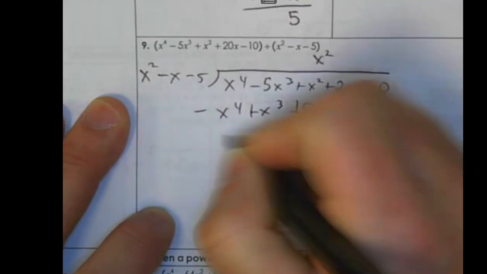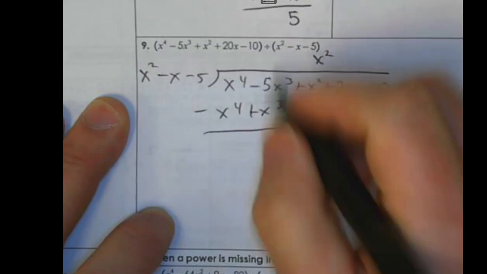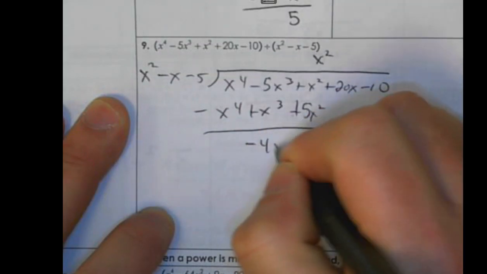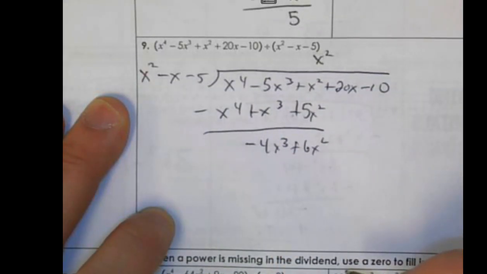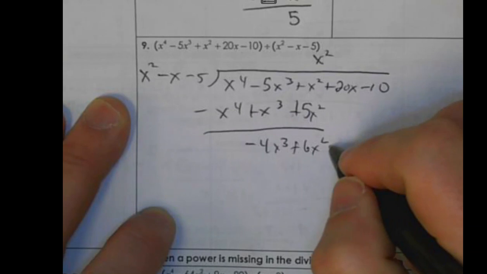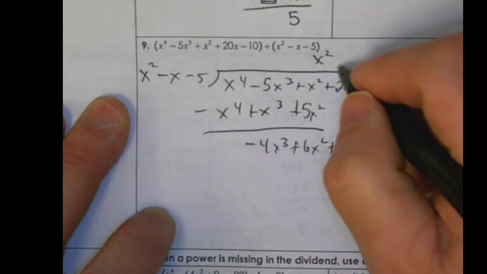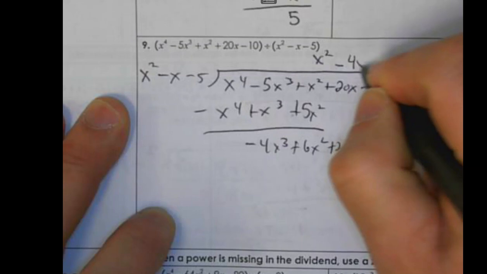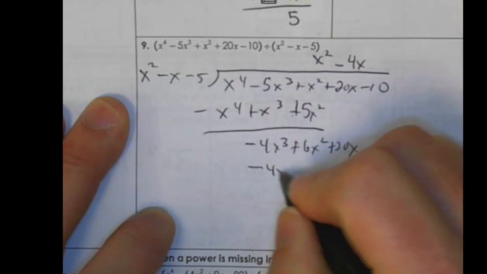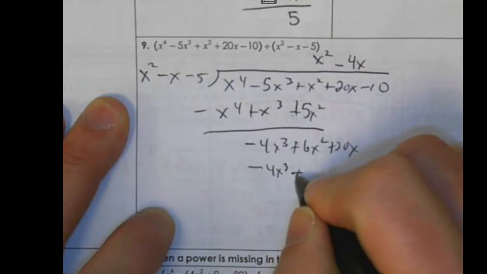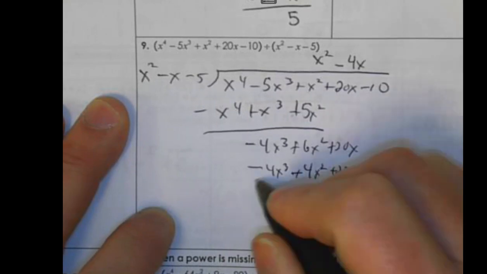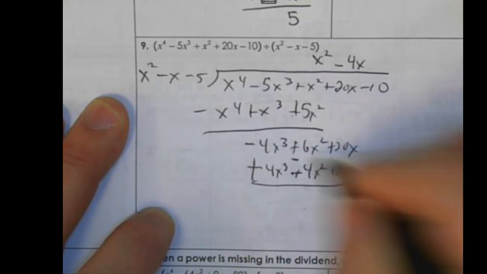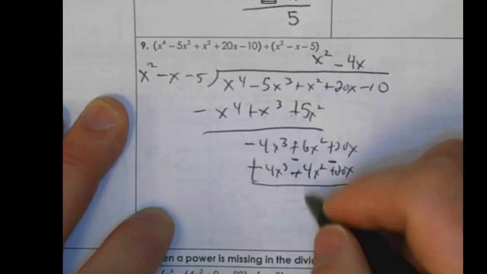Change your signs. This is 0. This is going to be negative 4x cubed plus 6x squared, right? Plus 6x squared. I'm going to bring down the 20x, and then I'm going to go a minus 4x here. That gives me negative 4x cubed plus 4x squared plus 20x. Change all your signs. That's a plus, that's a minus, that's a minus. This gives me 2x squared.